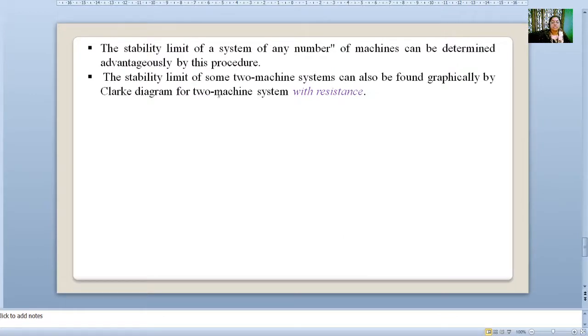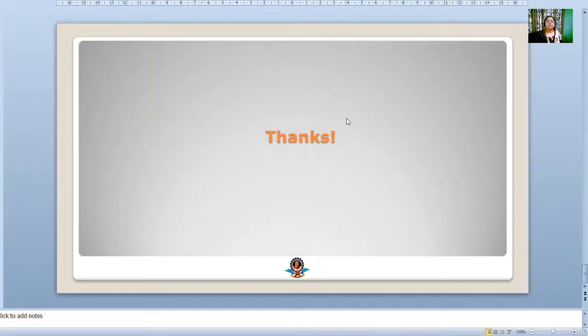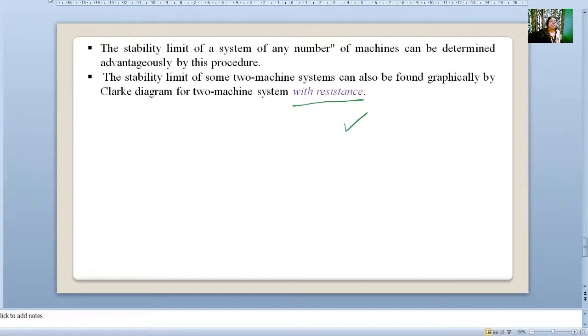Also, the steady state stability limit of a two machine system can be found graphically by the Clark diagram of a two machine system with resistance. Earlier we have seen the Clark diagram without resistance, the lossless system. In the next lecture we'll see the Clark diagram for a two machine system with resistance. Now I will summarize what we have seen in this section.